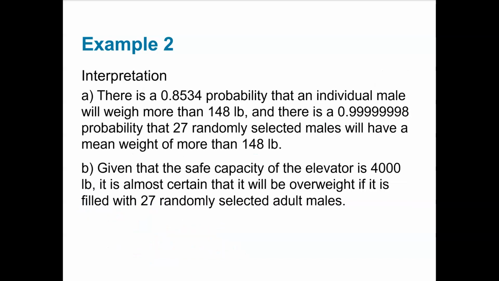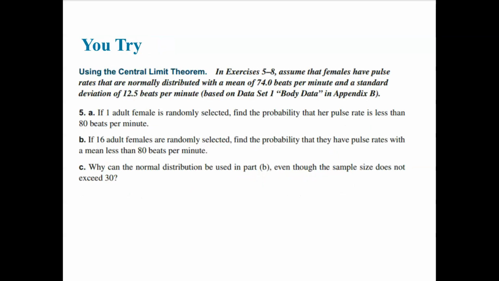So again, you can kind of think of this here. It's going to be overweight if it's filled with 27 randomly selected adult males. That's a pretty safe, 0.99999 assumption, almost certain. So go ahead and give these a try.